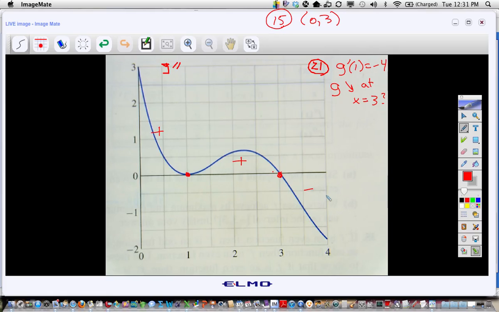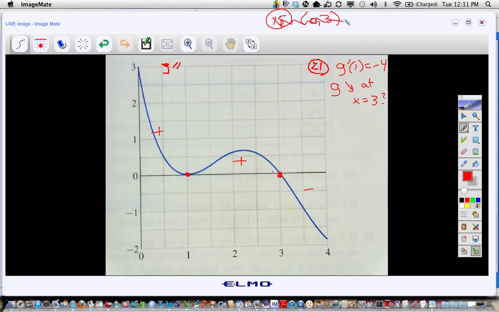You really need to talk about both G double prime and G prime. Anytime we switch columns on the chart, we need to do that. We need to say since this one goes from this to this, it means the other one goes from this to this. Same thing with local max and min. Okay? What's the next one?